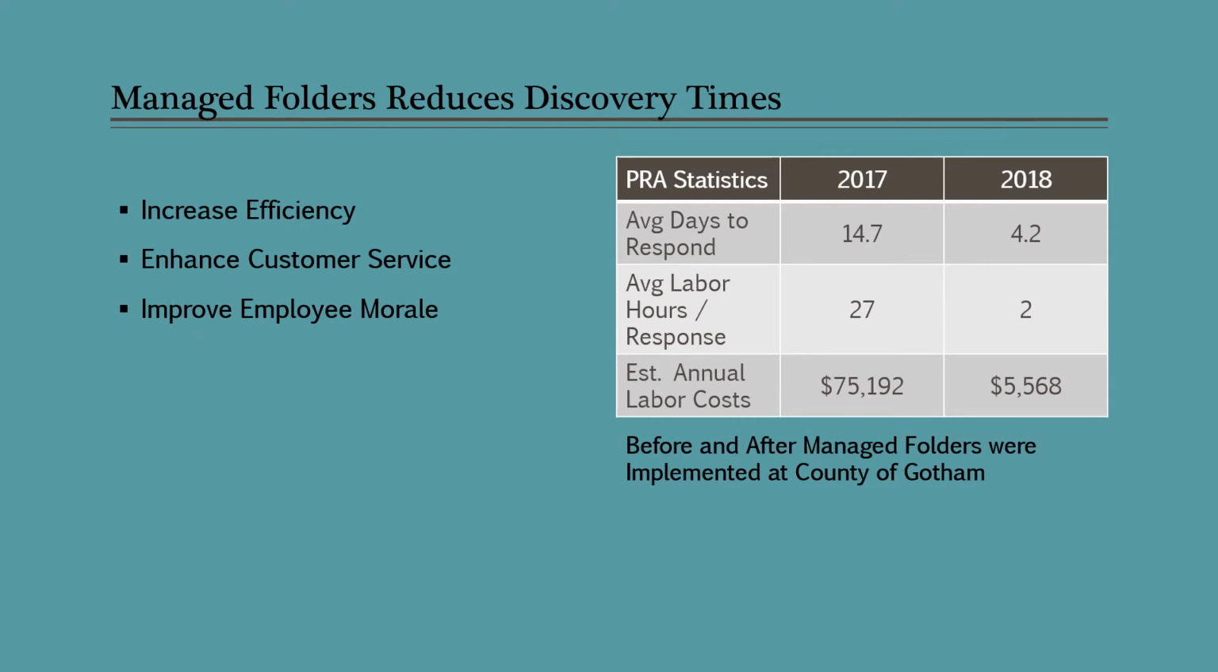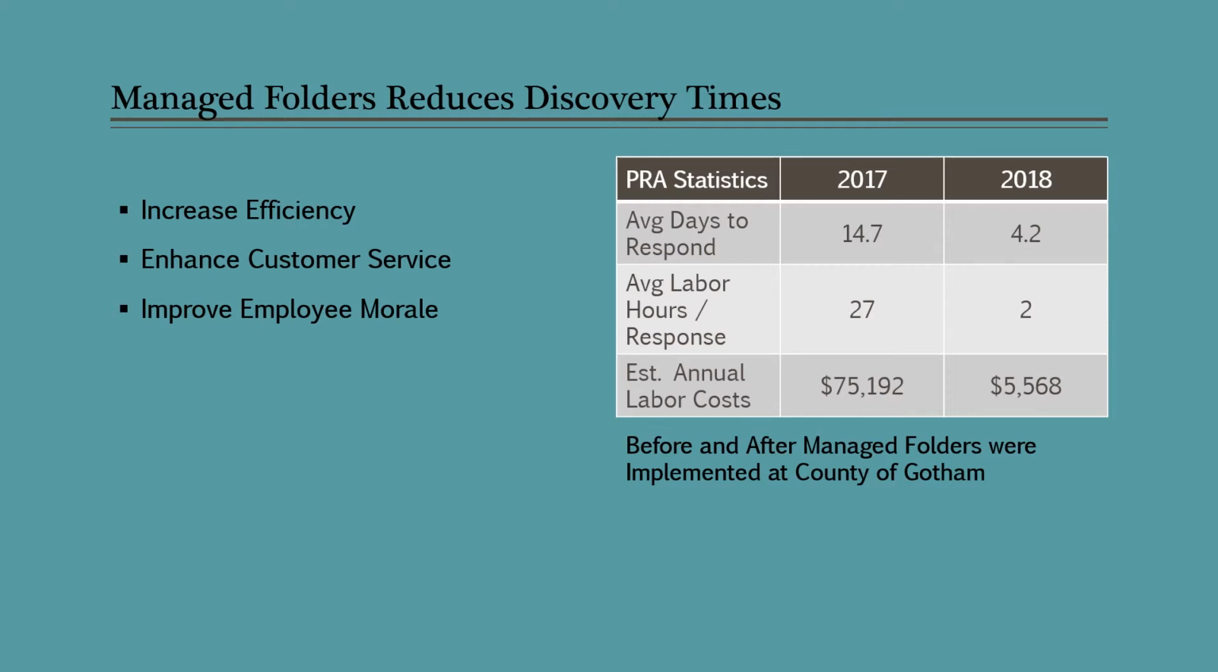So we looked at our sister agency, the County of Gotham. They implemented managed folders in 2018, and they provided us with statistics showing the difference between 2017 and 2018, before and after they implemented managed folders. Before they had the managed folders, it took the agency an average of 14.7 days to respond to public records requests. And then after they implemented it, it took them 4.2 days.